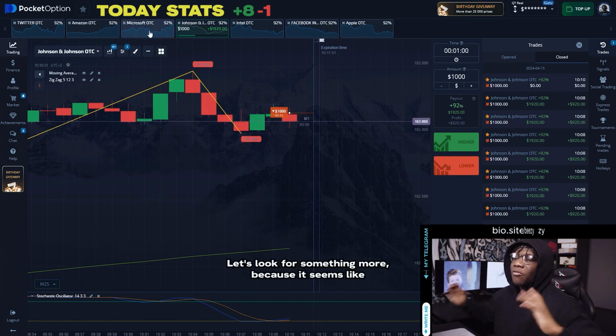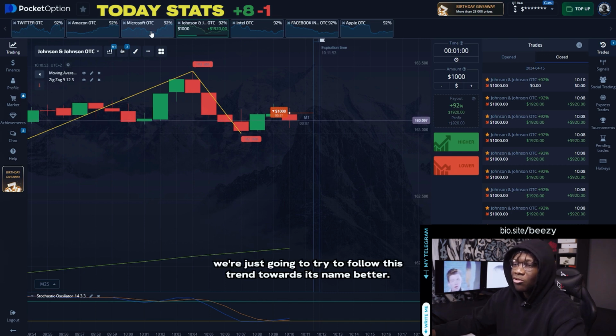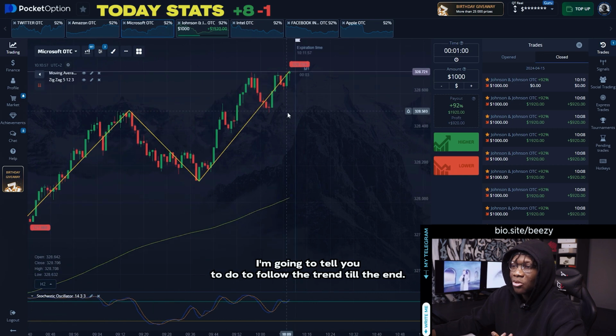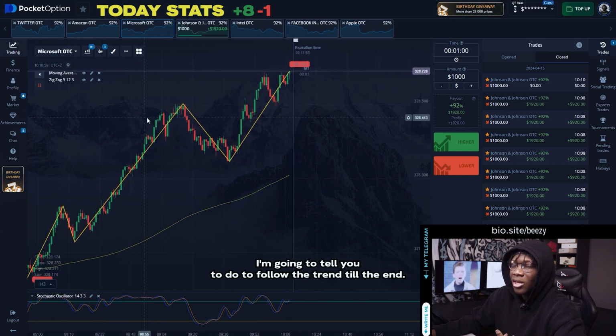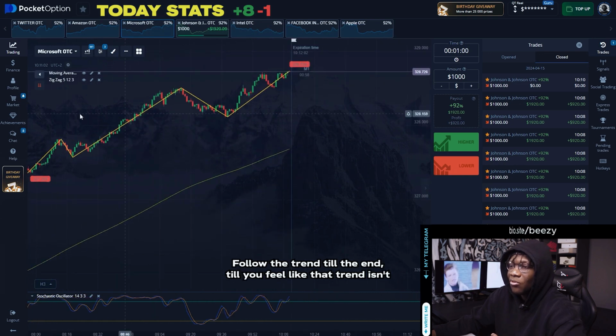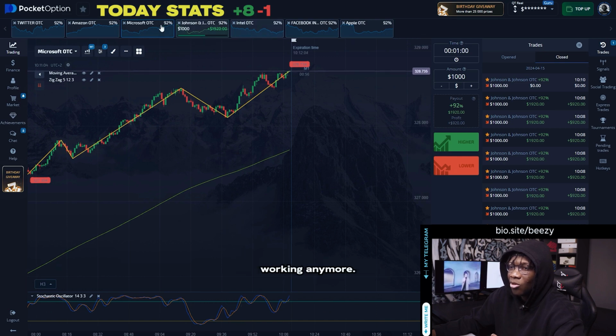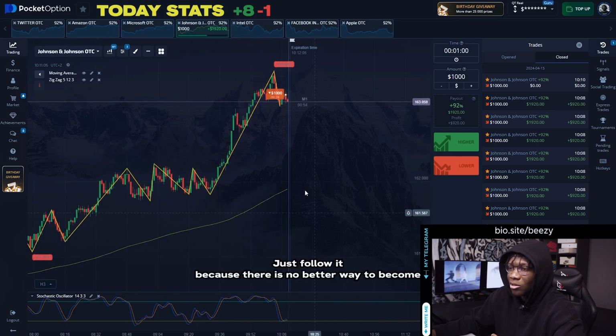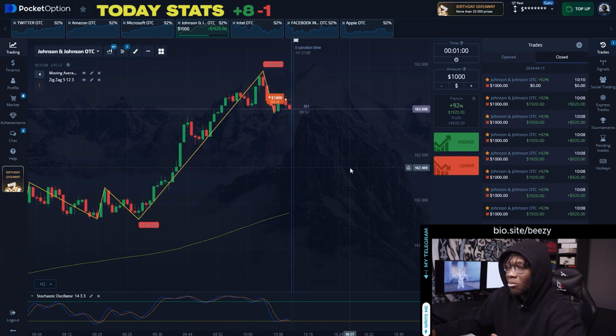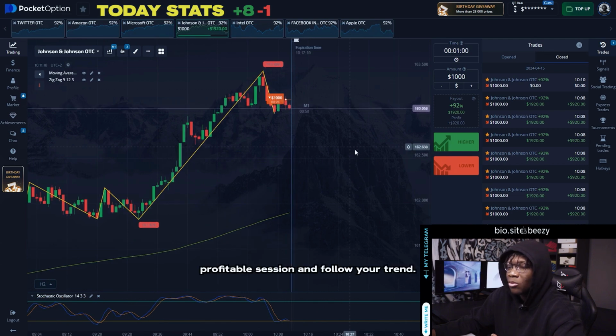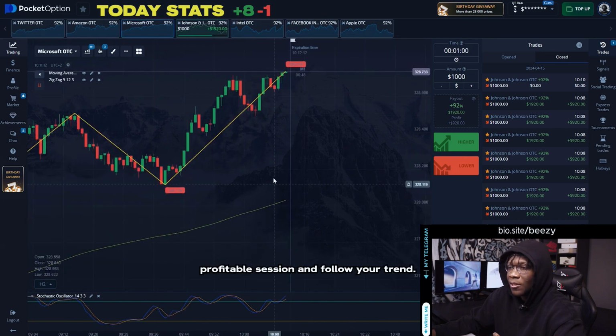Let's switch it up. Let's look for something more, because it seems like we're just gonna try to follow this trend downwards. It's nothing better. I'm gonna tell you to follow a trend till the end. Follow the trend till the end, till you feel like that trend isn't working anymore. Just follow it, because there is no better way to have a profitable session than following a trend.